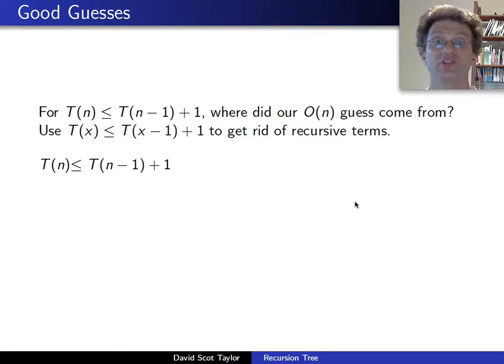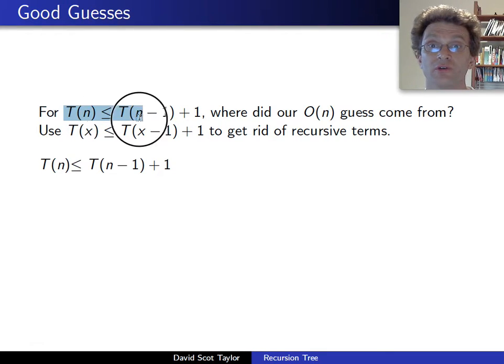Okay, so let's take a couple examples that we've already seen. If we start with this recurrence relation, T of n is less than or equal to T of n minus 1 plus 1, where did we get our big O of n guess from? We wanted to prove T of n is less than or equal to c times n. So where do we get it? Well, basically what we do is we assume that we know answers are of this form, and I'm going to inductively, recursively plug in smaller terms to get rid of them.